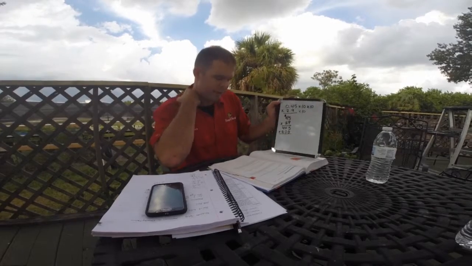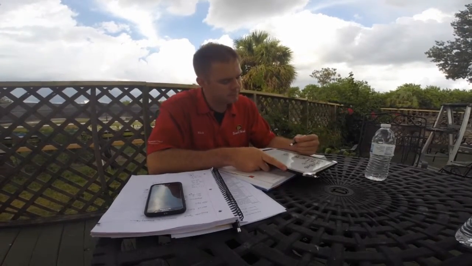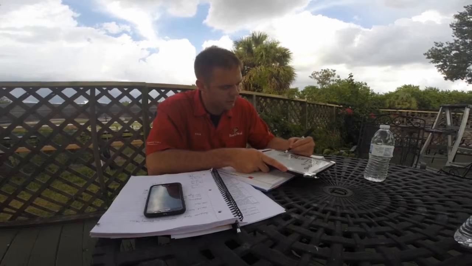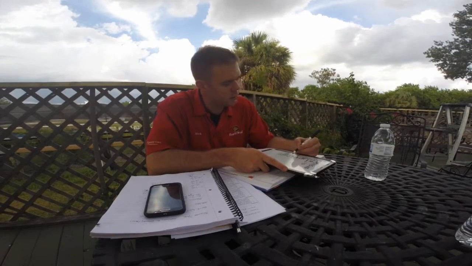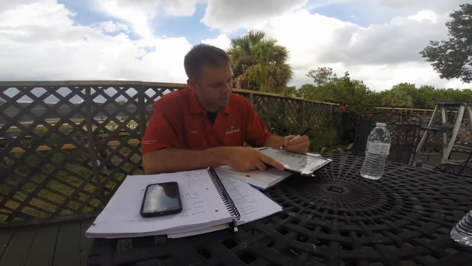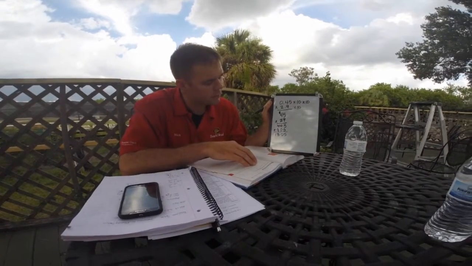So we have 405 plus 900, right? So we'll add them up. We get 5 plus 0 equals 5. 0 plus 0 is 0. 4 plus 9 is what? 13. So we have 1,305. All right.